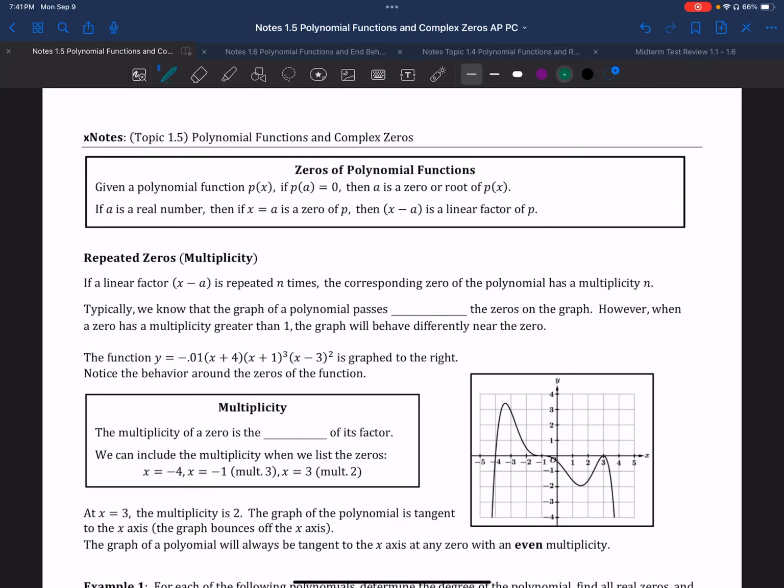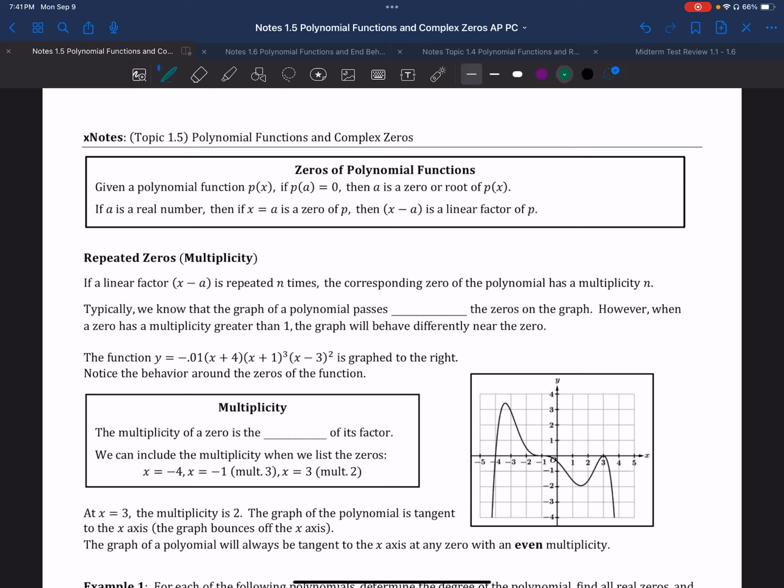Today we'll be learning about polynomial functions and complex zeros. Before we get started, let's take a look at the definition for a zero in a polynomial function. So it says given a polynomial function p of x, if p of a is equal to 0, then a is a 0 or root for p of x.